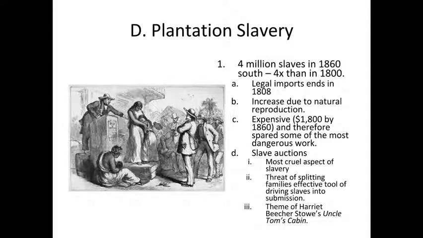And this book became entitled Uncle Tom's Cabin. And this talked about the horrors of slavery during that time in history.